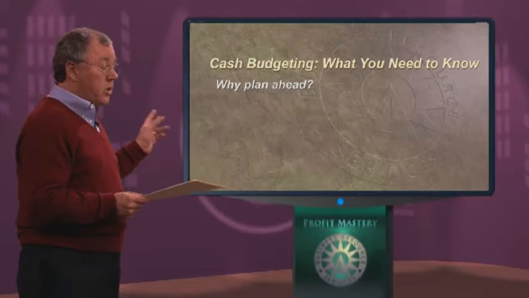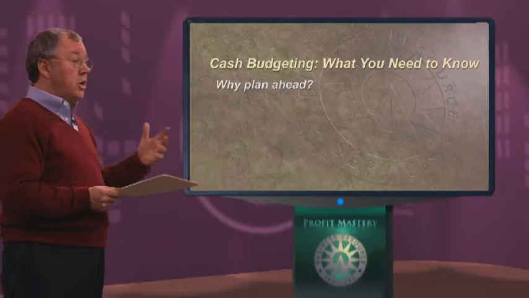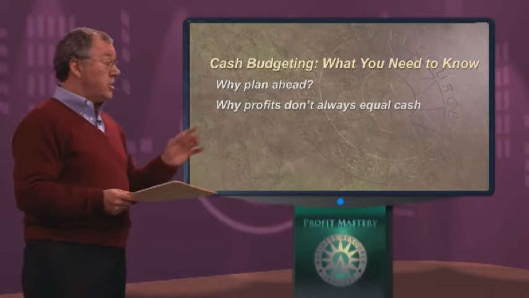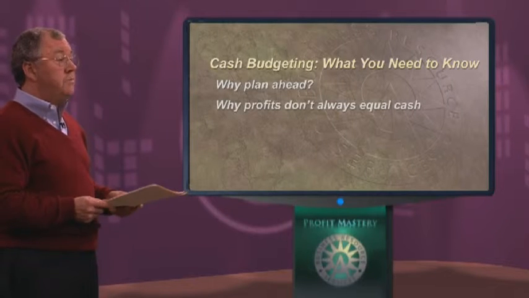Our learning objectives here will be really 3 or 4-fold. Number 1, why plan ahead? And we'll see what happens in a seasonal business and how that helps us manage the ups and downs of the cycle of a business. Why profits don't always equal cash. We talked about that early on in the introduction. We can have profits and no cash. We can have cash and no profits. It has to do with understanding patterns of cash flow, and that's what this section is all about.